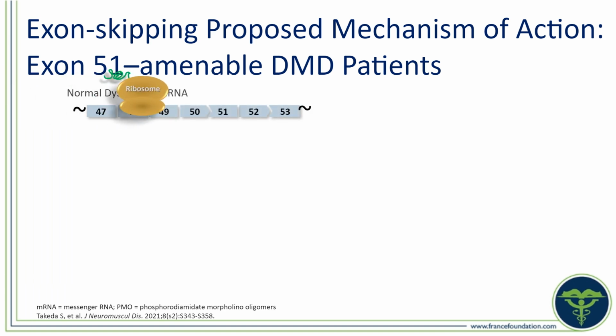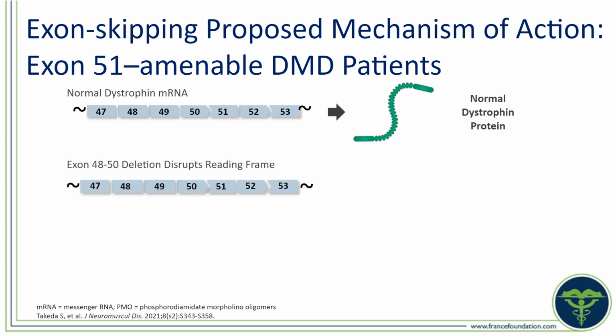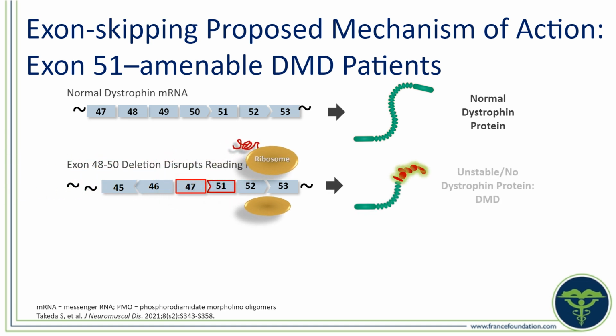So in normal dystrophin, again, all of the exons are present, and when the ribosome translates the mRNA into protein, we get a full-length normal dystrophin protein. If, on the other case, we have a deletion within the gene, which results in an out-of-frame mRNA, the ribosome is interrupted, and the result is an unstable dystrophin protein, which is degraded by the body.